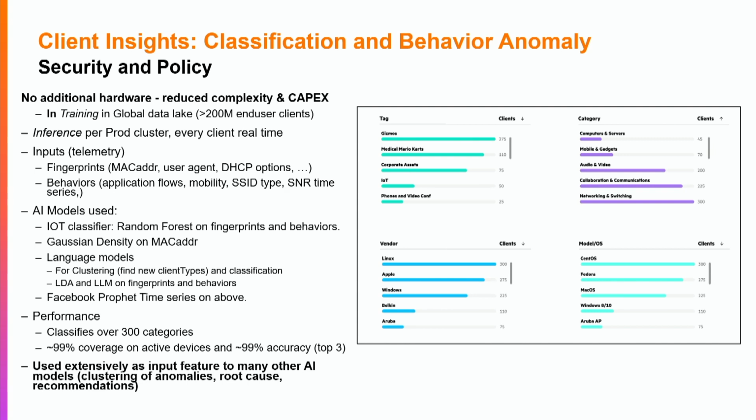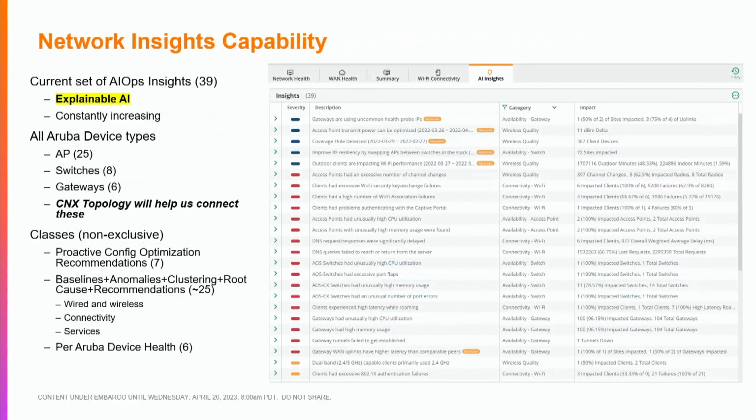This is a very important feature. It's used for a lot of downstream AI models, where there's clustering of anomalies, finding interoperability issues, and of course, helping with root causes and recommendations. So that's the client insight use case. I have another 5 minutes. This is on the network insights use cases.